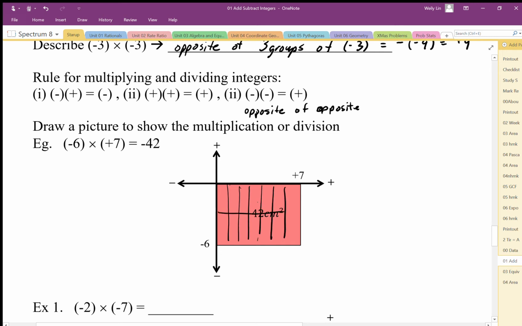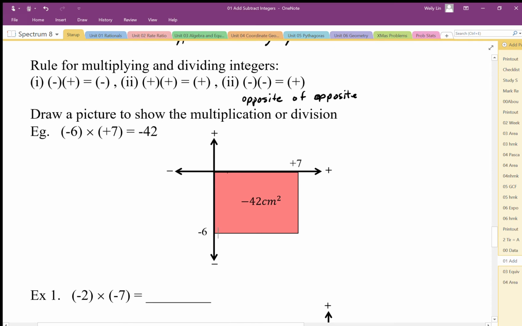I can draw in 42 squares here. Okay, so that would represent 42 squares. Now because it's in this quadrant, it's a positive negative, so we say it's negative 42 centimeters squared. So this is a negative positive quadrant, so this is going to be negative. So in this quadrant here, this is a positive negative quadrant. So the answer is going to be negative here.